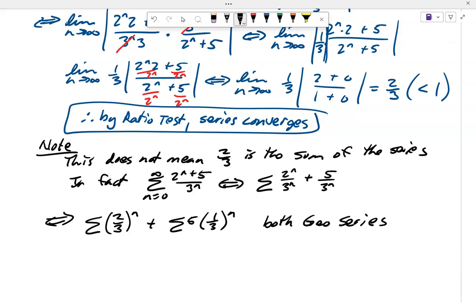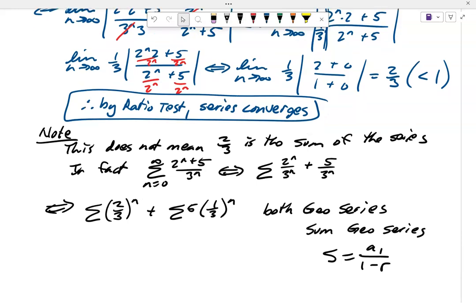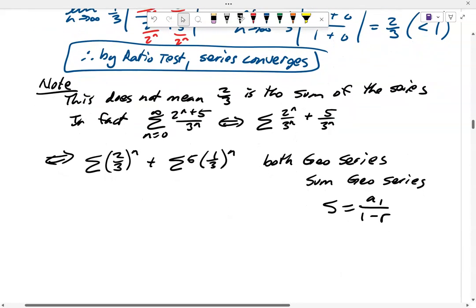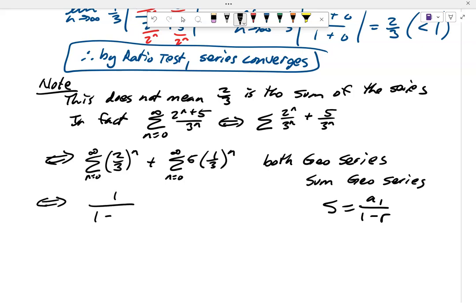And remember, the sum of a geometric series is a1 over 1 minus r, right? And so the sum of the first one would be the first term, and we're going from n being 0. Both of these are from 0 on. So 2/3 to the 0, the first term is 1 over 1 minus your r here, which is 2/3.